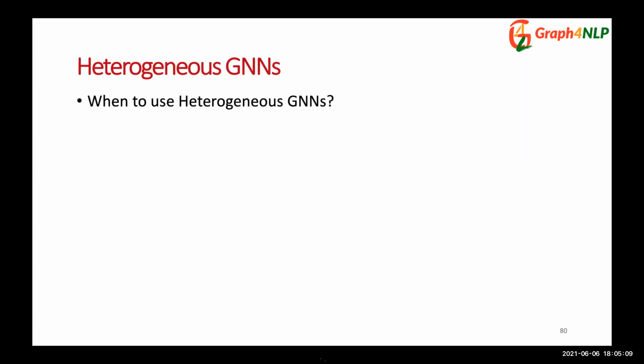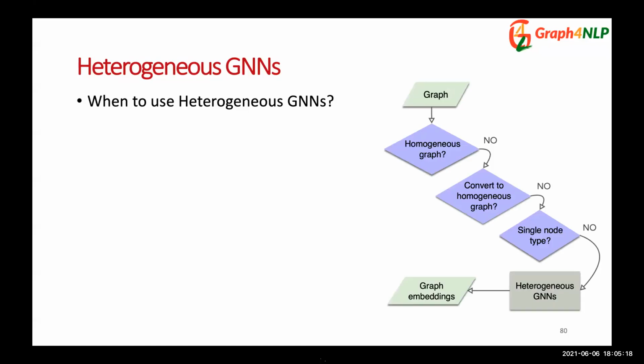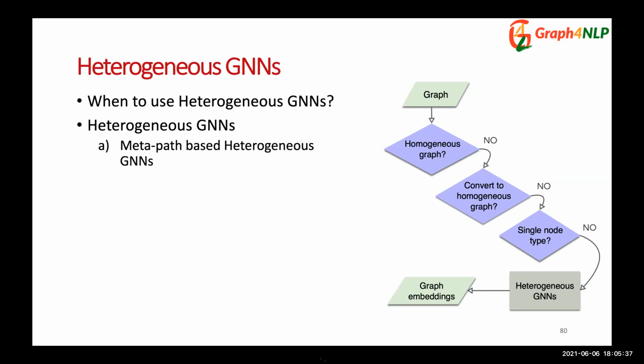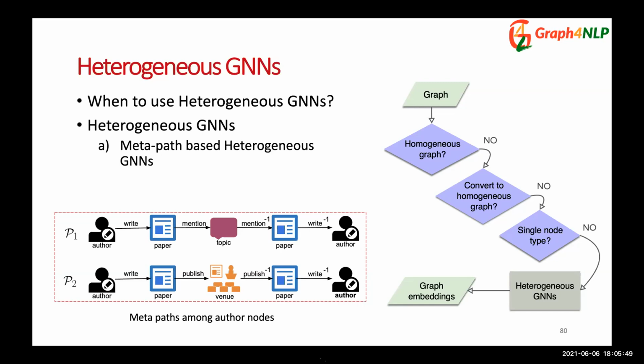Now let's move to the heterogeneous GNNs part. When to use heterogeneous GNNs? Given a graph, we can tell if it's a homogeneous graph. If it's not, and if we don't want to convert it to a homogeneous graph, then we check if it has multiple node types. If it does have multiple node types, then we know that it's a heterogeneous graph, and we can apply heterogeneous GNNs to encode it. In this tutorial, we will introduce one specific type of heterogeneous GNNs, which is based on the metapath idea.